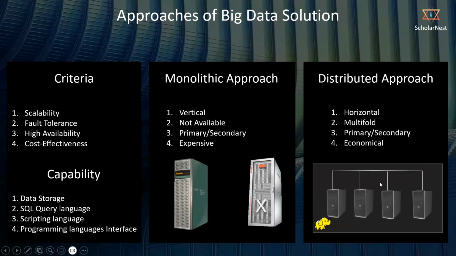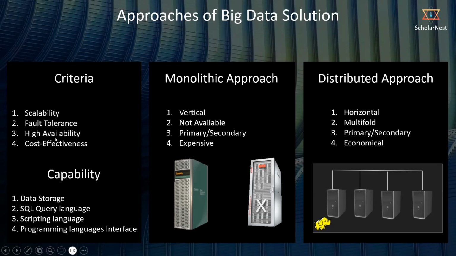Even if 2 systems fail, your entire system will not go down. The remaining 2 make sure that your system keeps on running, and you will have time to replace these 2 faulty systems. So the fault tolerance is multifold in these systems. I mean, it can handle 2, 3, 4, 5 failures, right? So that is the other thing people liked about the distributed approach.